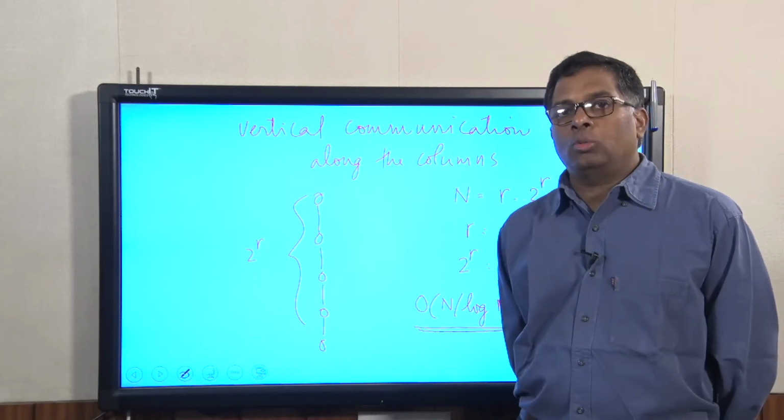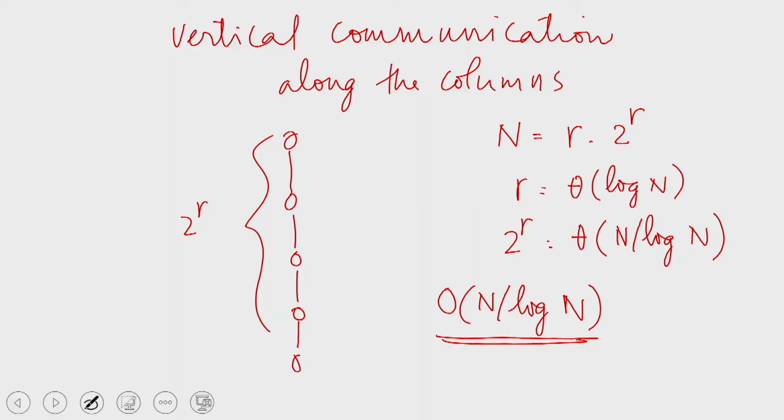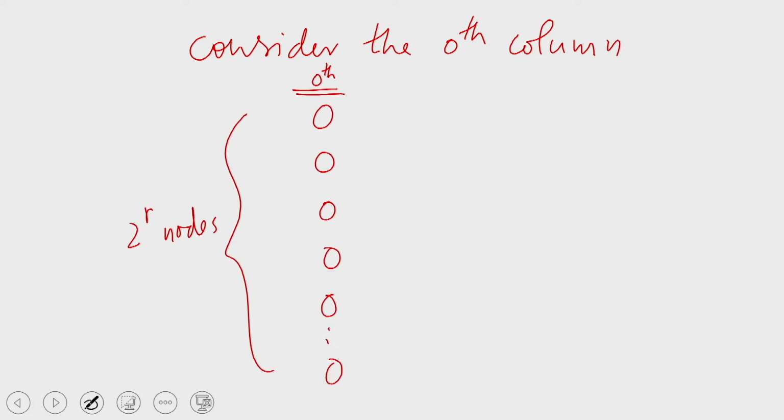Instead, we are considering a 2 power r by r wrap butterfly, which is an r dimensional wrap butterfly. So now the question is this: how do we achieve the vertical communication along the columns? In particular, let us consider the 0th column. In the 0th column, we have 2 power r nodes, and each of these nodes holds some messages, and these messages have to be communicated vertically.